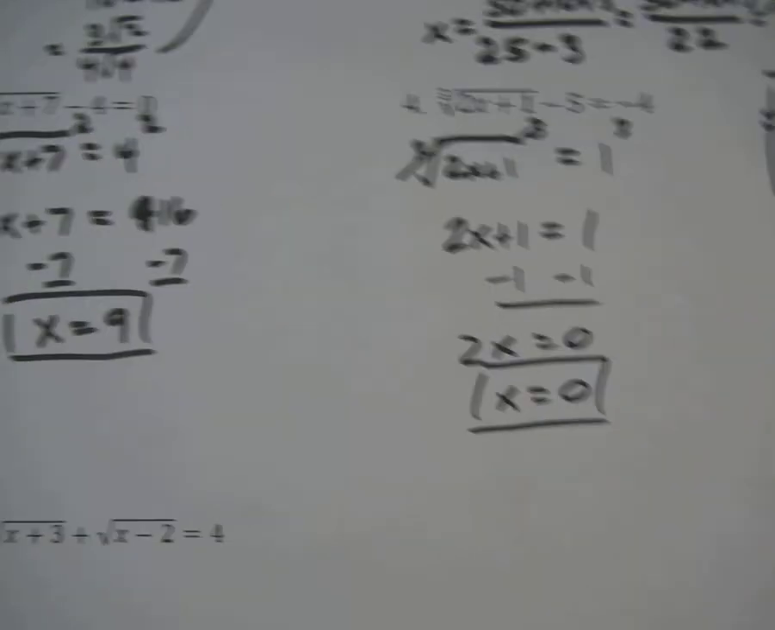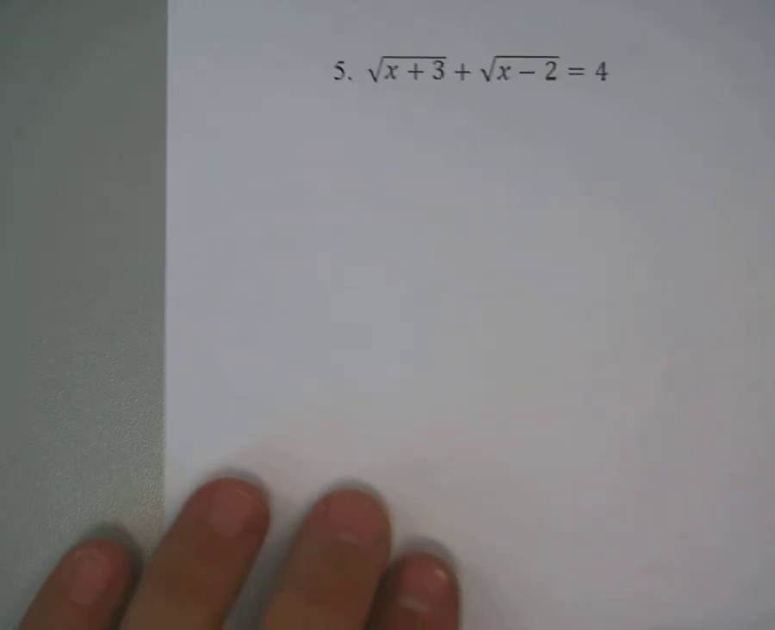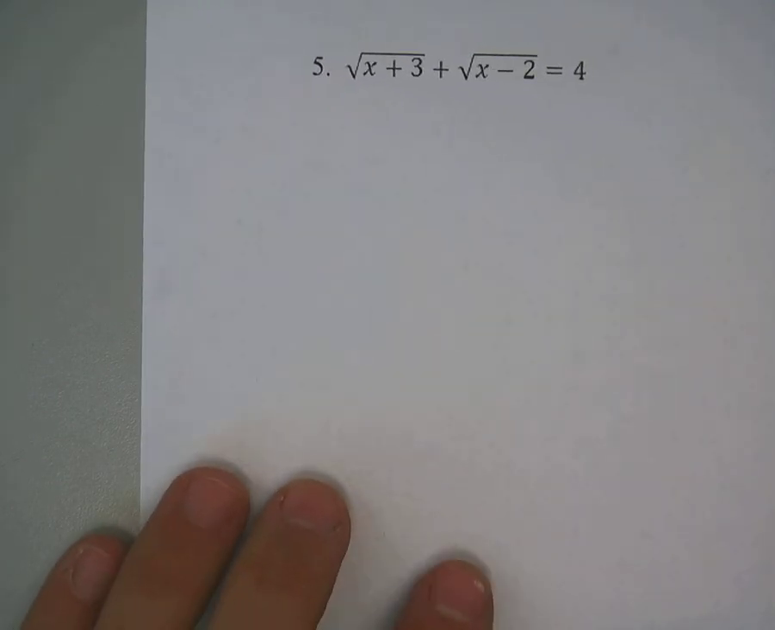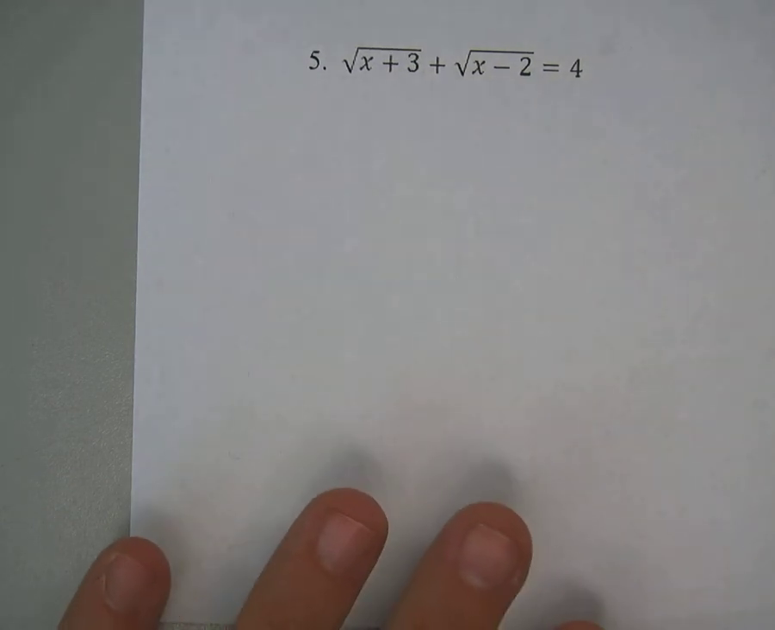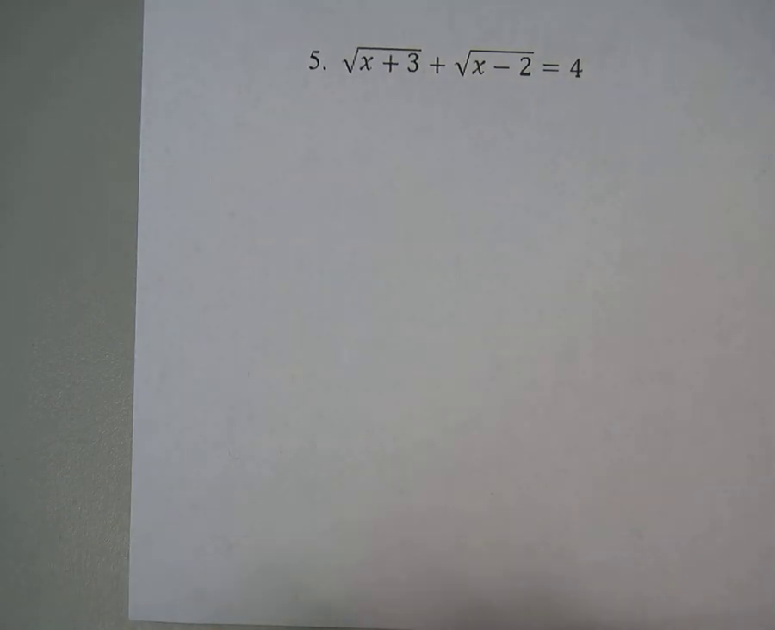Okay, last type we're going to talk about, probably the last type that you'll most likely see, is you notice here that we have two variables and they're in different radicals. So what we're going to do is we're going to split those apart.